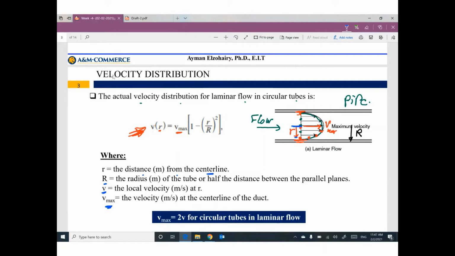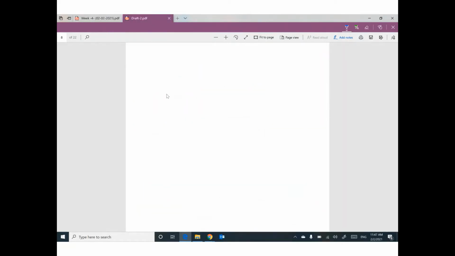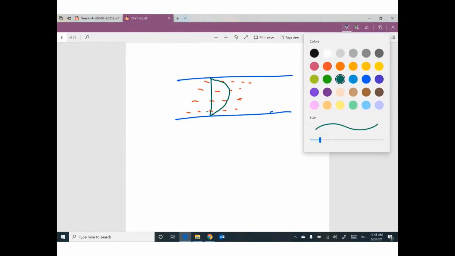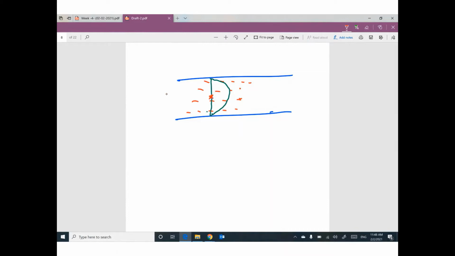Okay? So guys, just to give you a hint, if you have a pipe and you have water inside this pipe, believe me, these particles are not moving with a constant velocity. No. The actual distribution of the velocity looks like a parabola. That means any particle at the center line of the pipe is moving with maximum velocity. If you are far away from the center of the pipe, the velocity is decreasing.